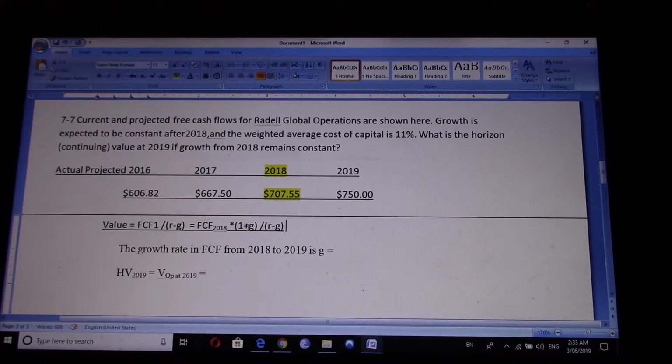So we need to figure out the R is known, 11%. So this is given, but this is the equation. We don't know how much is G. So since it's going to be constant growth for the free cash flow, the G, we should calculate it using free cash flow of 2019.